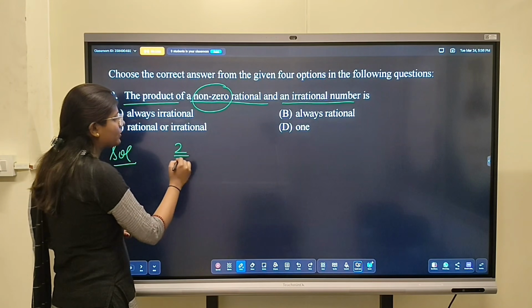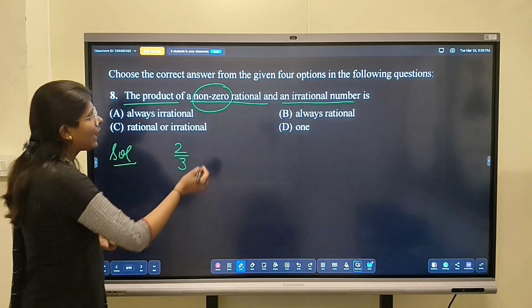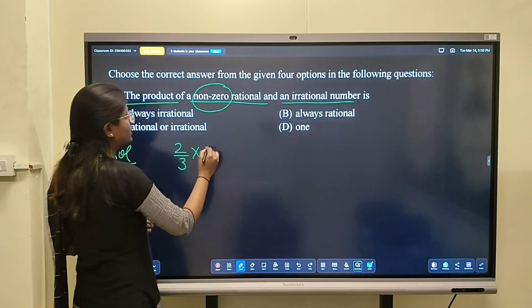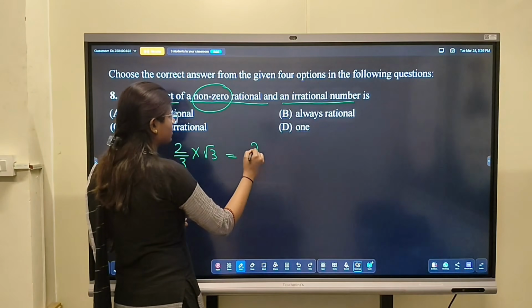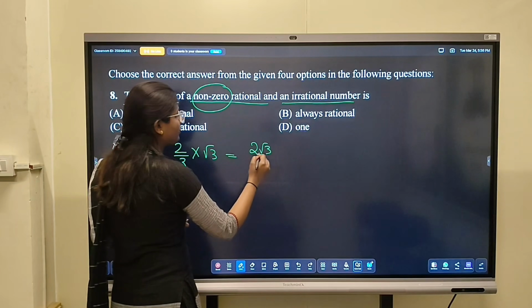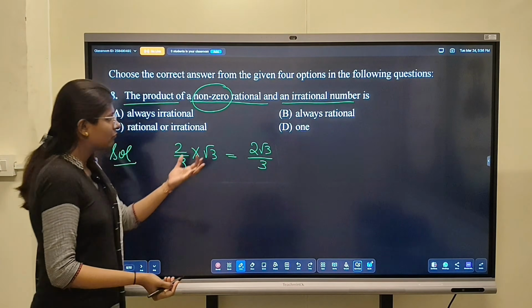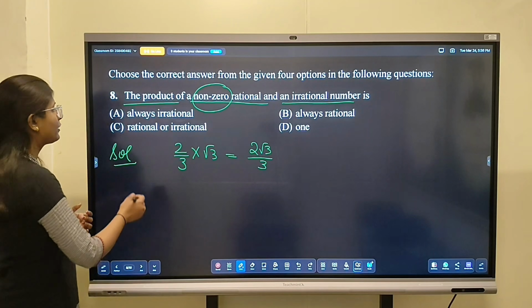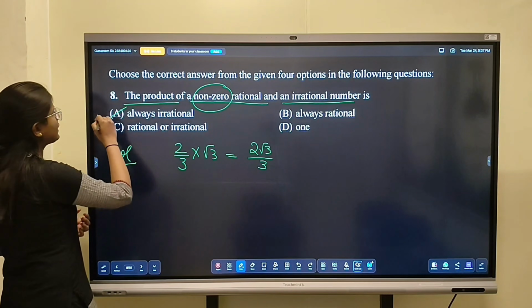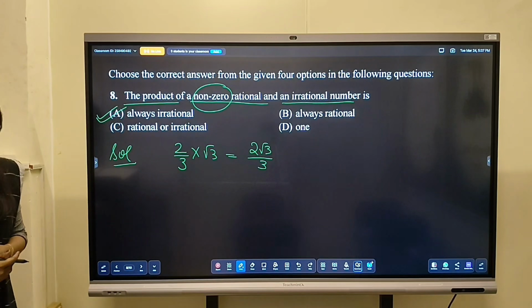Let's say it is 2 by 3, and there is an irrational number, let's say root 3. So, how will you write it? It's 2 root 3 by 3. So, what is the form? It is an irrational number, and that's why we will say it is always irrational.